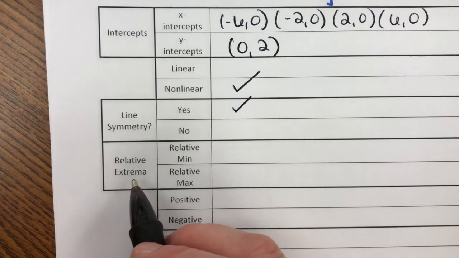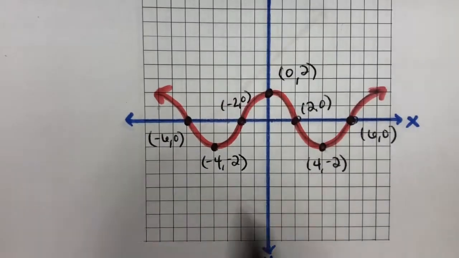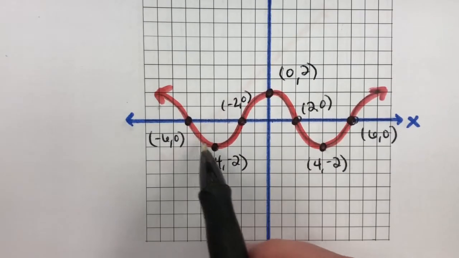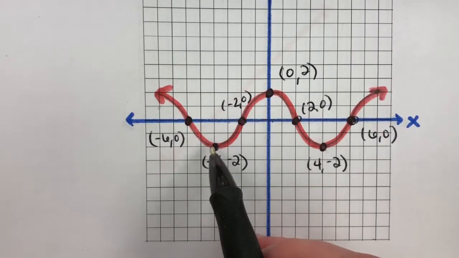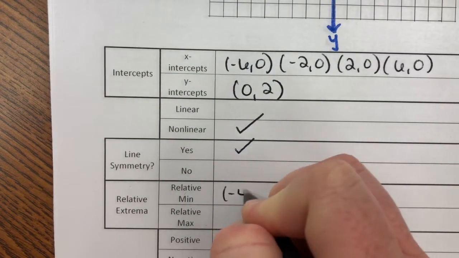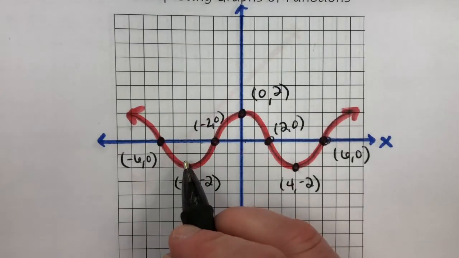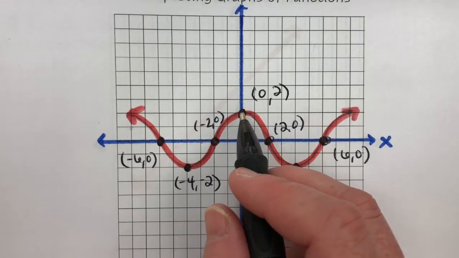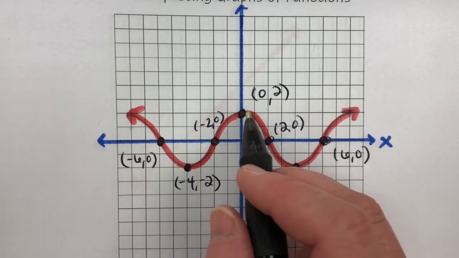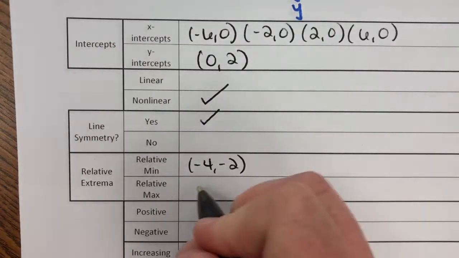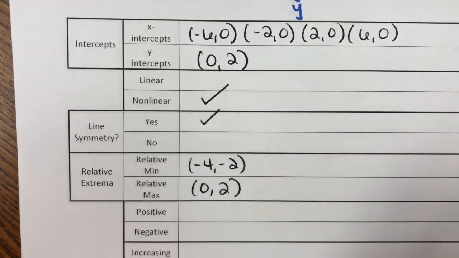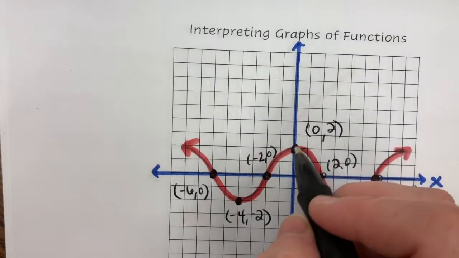All right, relative extrema, so the minimums and maximums, every time I change direction. Reading from left to right, I'm going down, down, down, down, down, then I change direction and go up. So the lowest point I hit was (-4, -2). So that's a minimum. Then I start going up until I get here, and then I change direction and go down again. So the highest point there is (0, 2). That's a maximum.